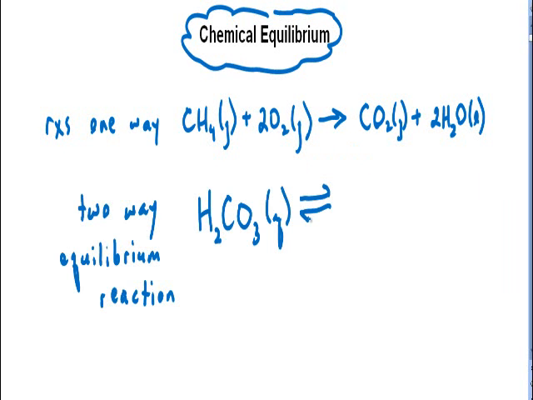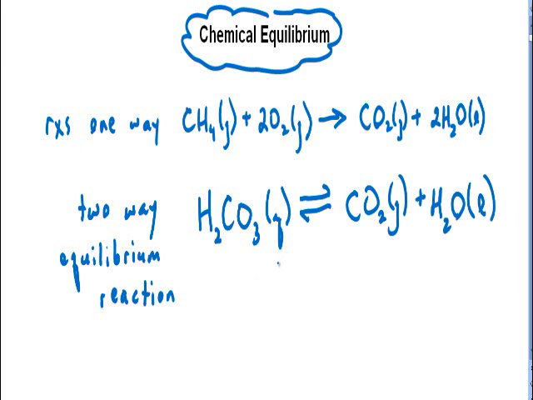An example of a two-way or equilibrium chemical reaction would be the decomposition of carbonic acid that turns into carbon dioxide gas plus water, in that this reaction can proceed in the forward direction where the carbonic acid is decomposing into carbon dioxide and water, or the reaction can proceed in the reverse direction. If we were to take carbon dioxide and water and bubble the carbon dioxide through the water, we would make a solution of carbonic acid. So this would be a reaction that can run in both directions.